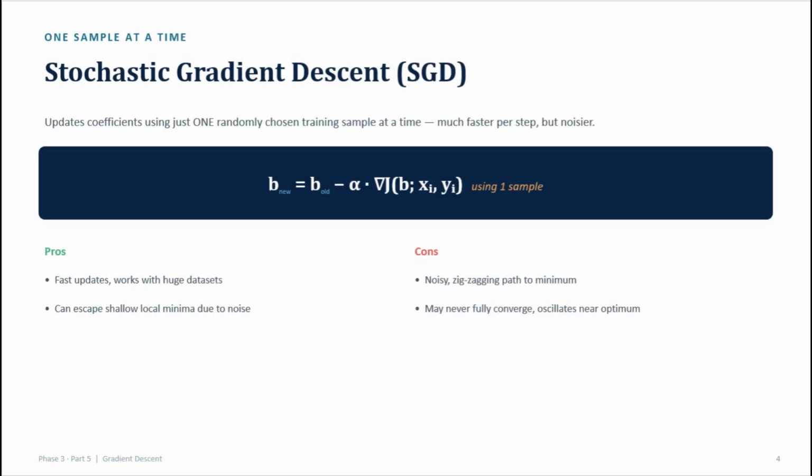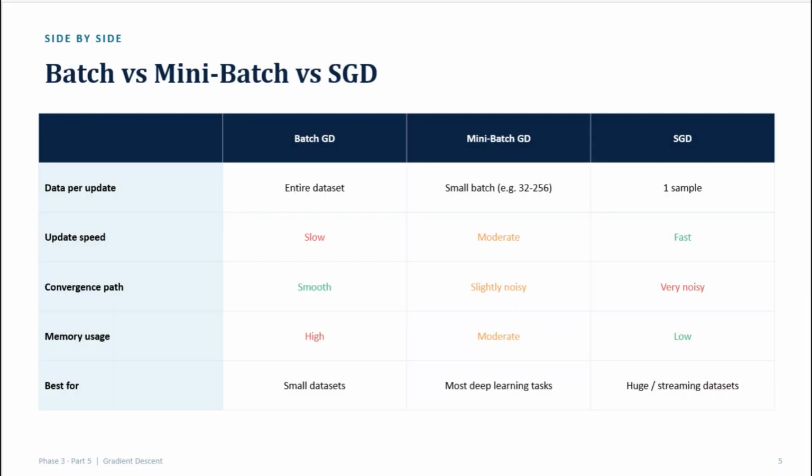To solve the speed problem, we use Stochastic Gradient Descent, or SGD. Instead of using the entire dataset, SGD updates the coefficients using just one randomly selected training sample at a time. Because each update is based on a single sample, it's much faster. However, these updates are also noisier, so the optimization path tends to zigzag instead of moving smoothly. Even though the path is less stable, SGD works extremely well for large datasets and is widely used in modern machine learning. So which approach should we choose?